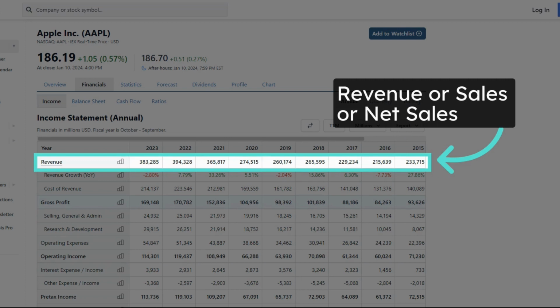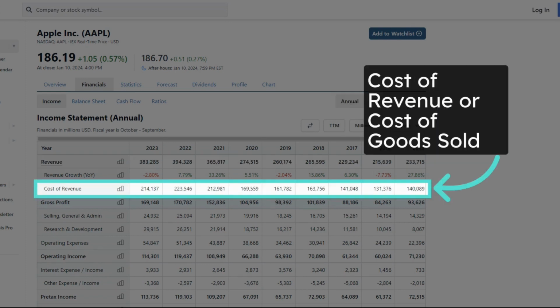The top line in an income statement is normally identified as sales, net sales, or revenue. This is the amount of money taken in by the company when it sells its product, such as computers, phones, etc. in this case. Cost of sales, also known as cost of revenue or cost of goods sold, is how much it costs a company to make its products.